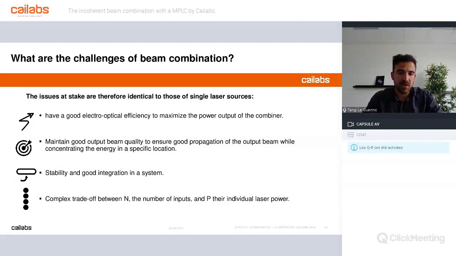And finally, it's also a complex trade-off between N, the number of inputs you would like to combine, and P, their individual laser powers. Because as you will see in the next slides, the more powerful beams there are to combine, the more difficult it can be to do it.